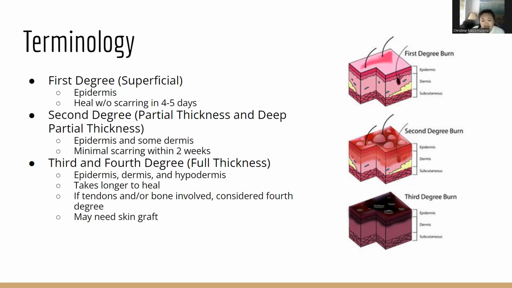And so on the side, I have a picture of how the different types of degrees of burns can affect someone's skin. As you can see, for first degree burn, it only affects the very top layer. The second degree burn, where it also affects the dermis, you can see how it kind of affects the follicle of the hair, and then the third-degree burn all the way down to the subcutaneous tissue.